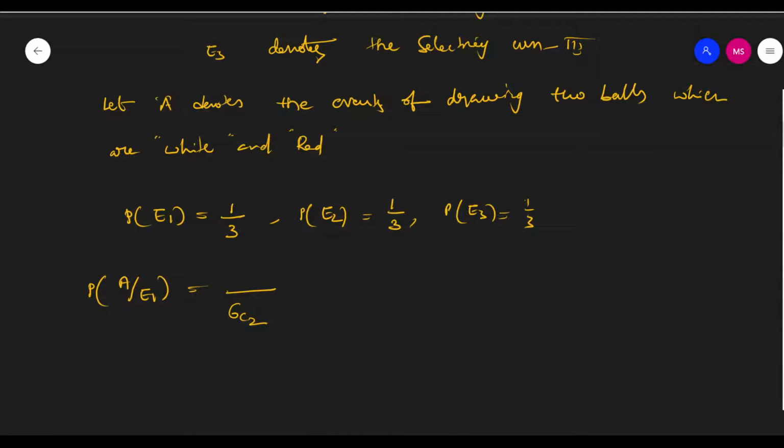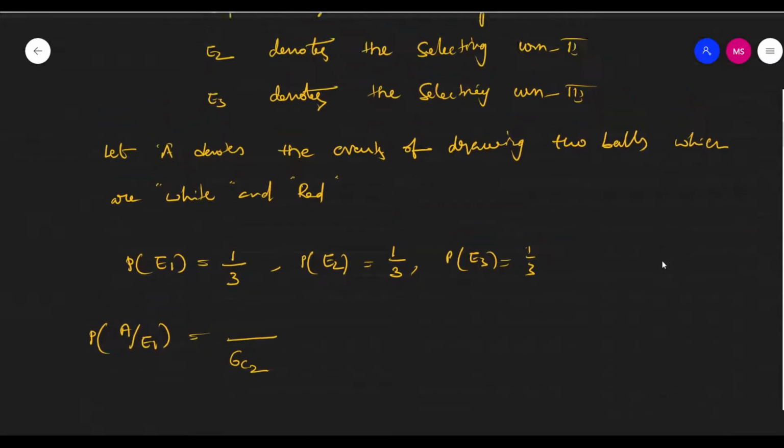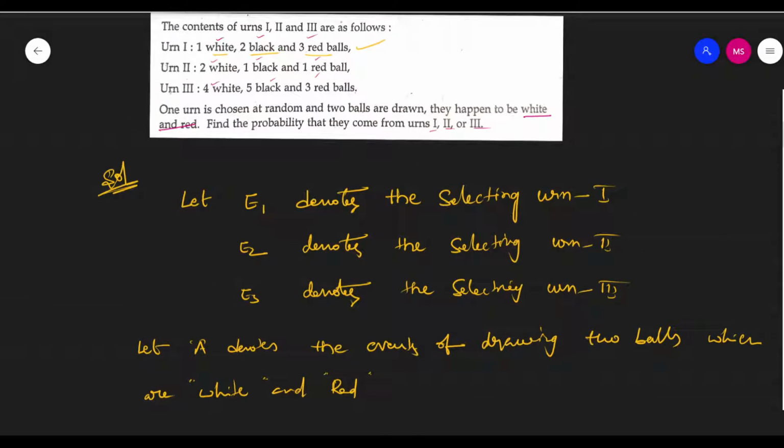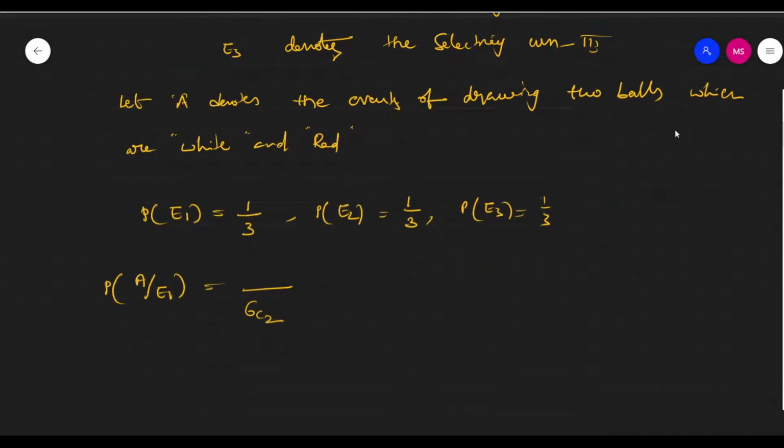Now one white and one red. How many white balls are there? One white, so 1C1, and three red balls, so 3C1. So the probability is 1C1 into 3C1 over 6C2. The answer is 3 by 15, which is equal to 1 by 5.